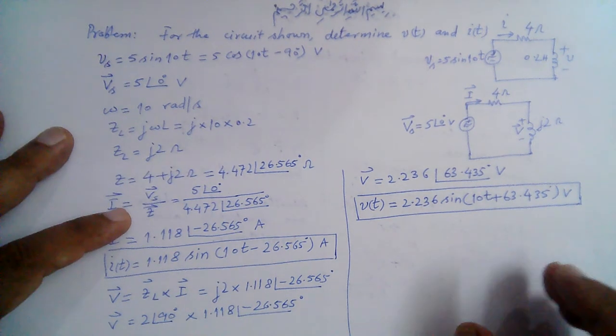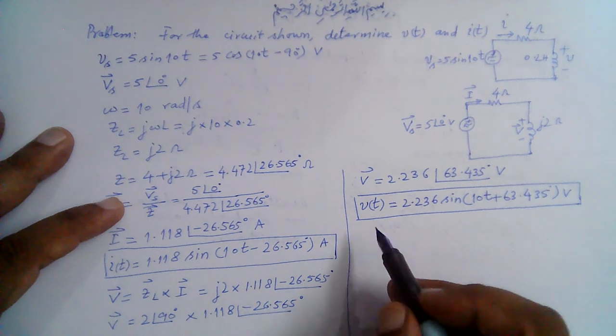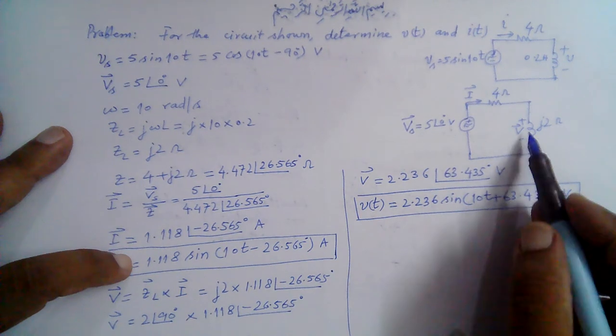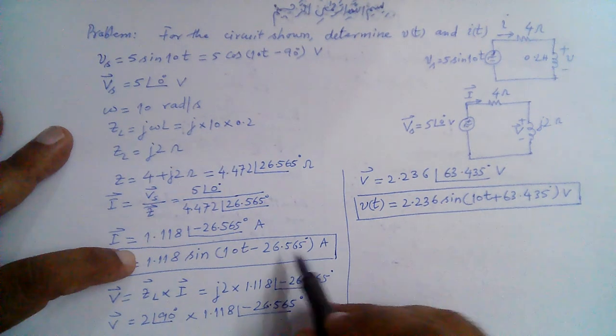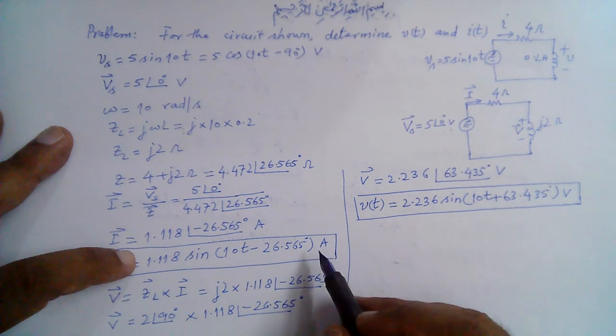So if you see, this current lags the voltage across this inductor by 90 degrees. This 63.435 minus that, which is plus 26.57 degrees, will come out to be 90 degrees.